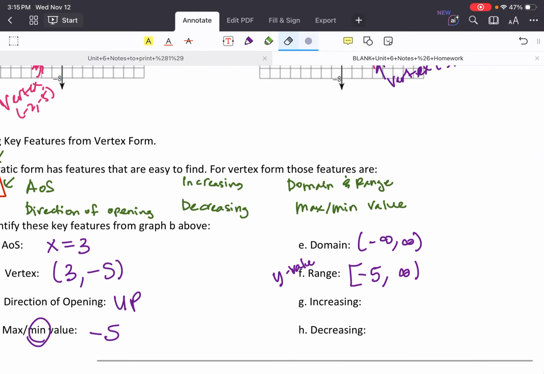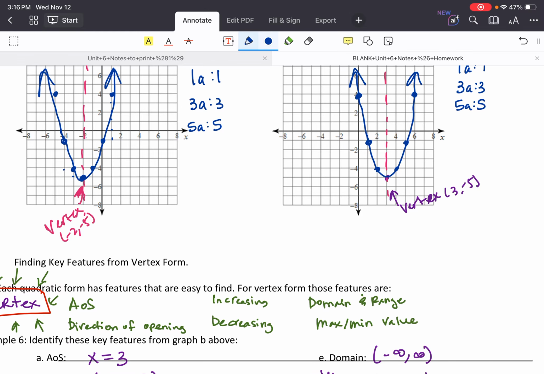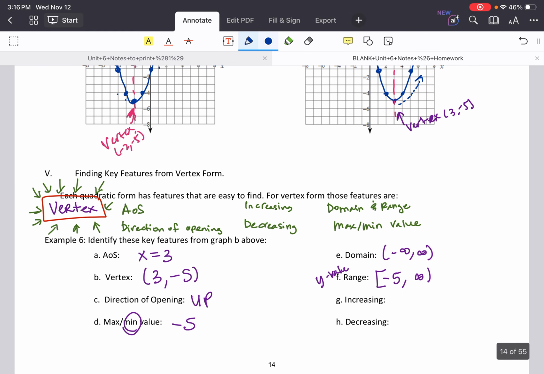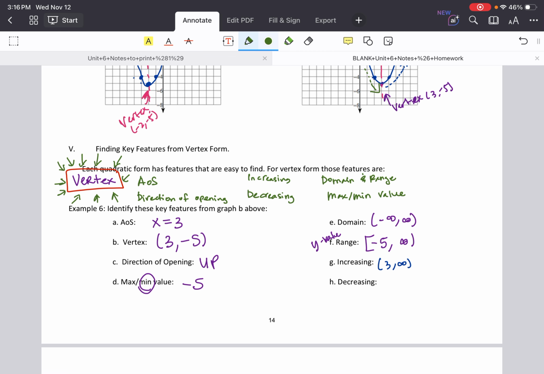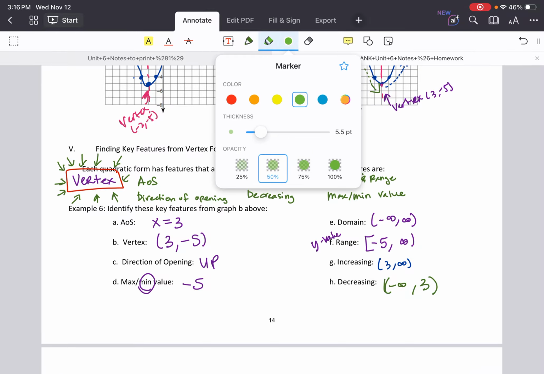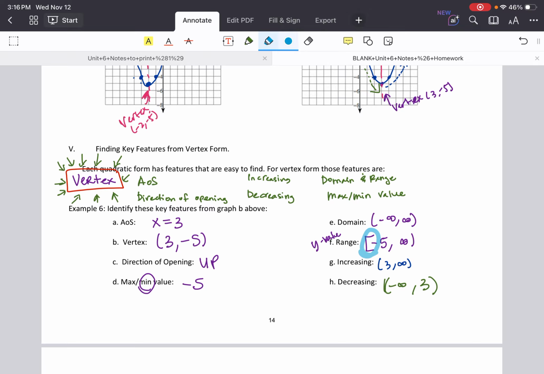So increasing and decreasing, if I have this parabola, it increases on this side. So I increase from 3 to infinity. And I decrease on this side. I decrease from -∞ to 3. Again, the only place that I have a bracket is right here.